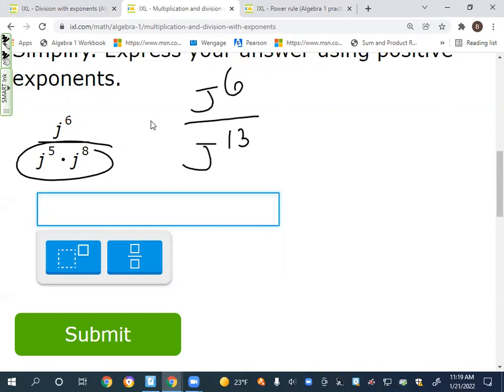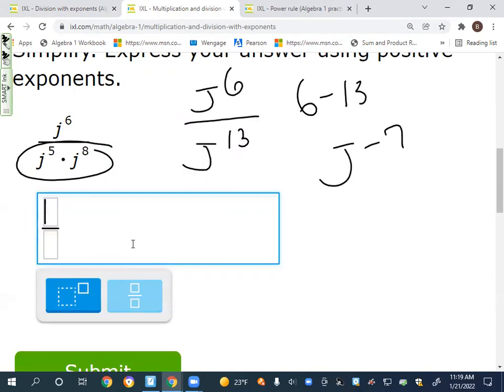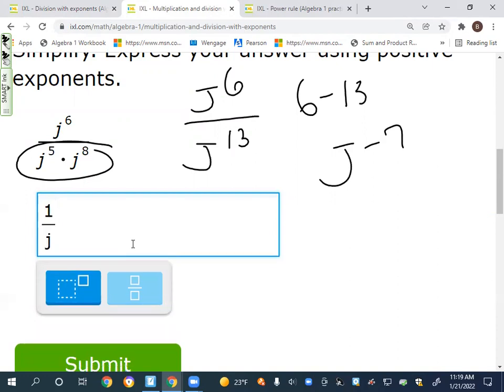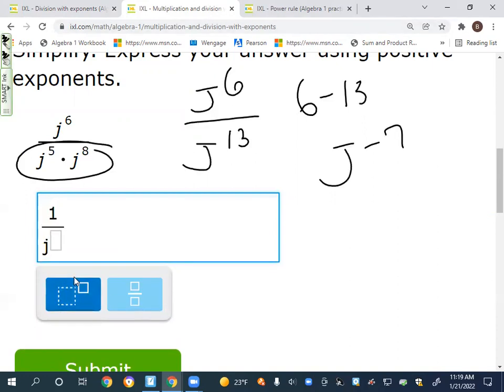So now that I combine those J's, the only thing left to do is what to those exponents? Subtract. 6 minus 13 gives you a J to the -7. And in this case, they say, hey, write this as a positive exponent. So how would I write that? 1 over J to the 7th power.